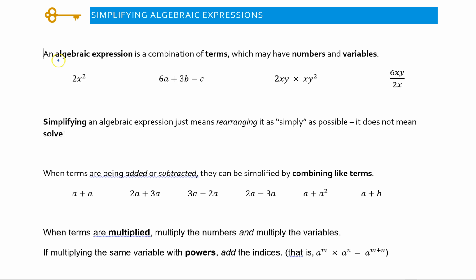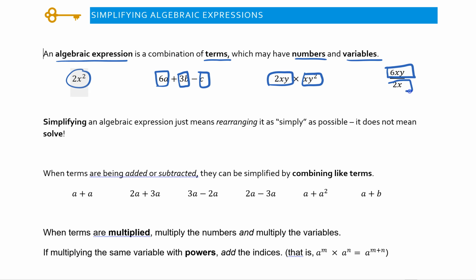We begin with the concept of an algebraic expression, which is simply a combination of terms which may have numbers and variables, or you may have called them pronumerals. So this is a term. It's a discrete combination of numbers and variables. In general, terms are separated by an operation sign. So 6a is a term, 3b is a term which is being added to 6a, c is a term, this is a term, that's a term, the numerator is a term, and the denominator is a term.